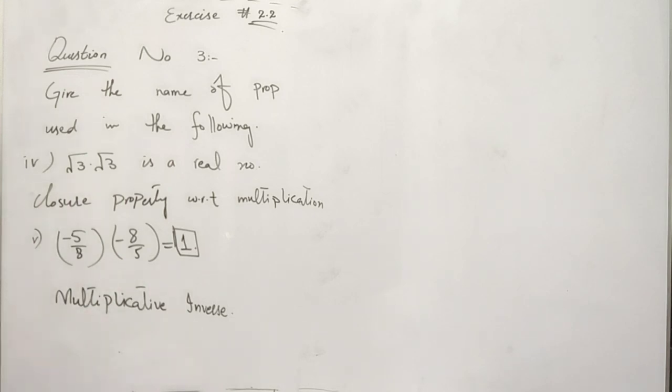So exercise number 2.2 is solved. Here there are only 3 questions and all the questions are very simple. You only identify and name the property which is used in these questions. Okay, so inshallah we will move toward 2.3 in our next video. Allah Hafiz.